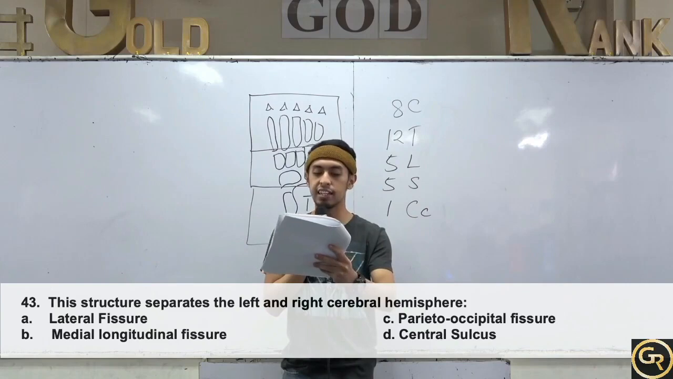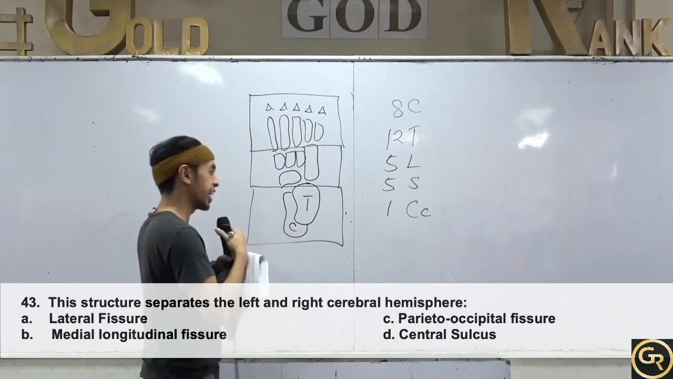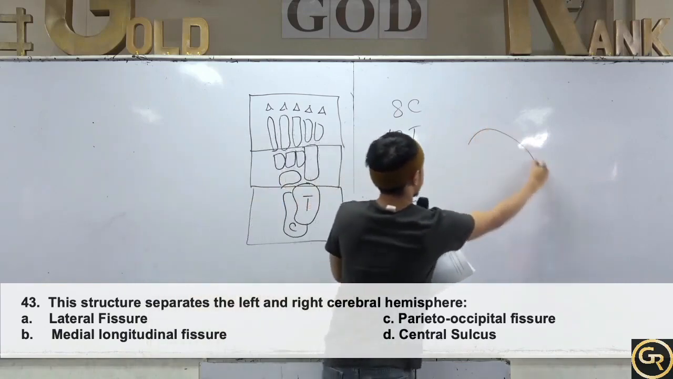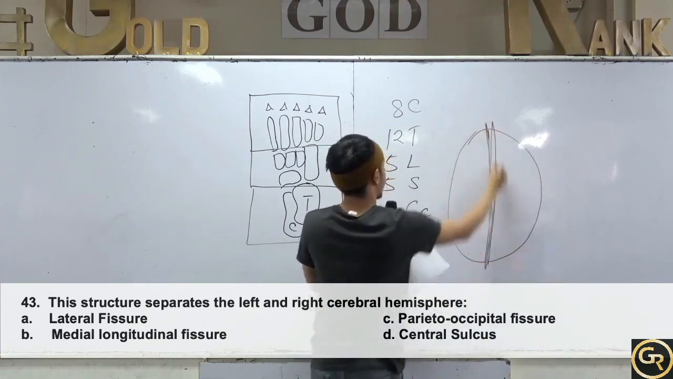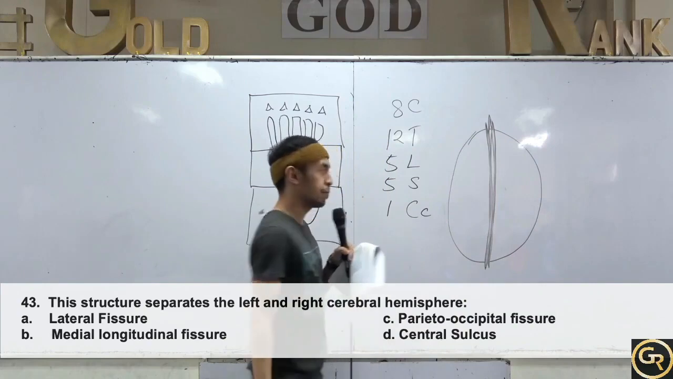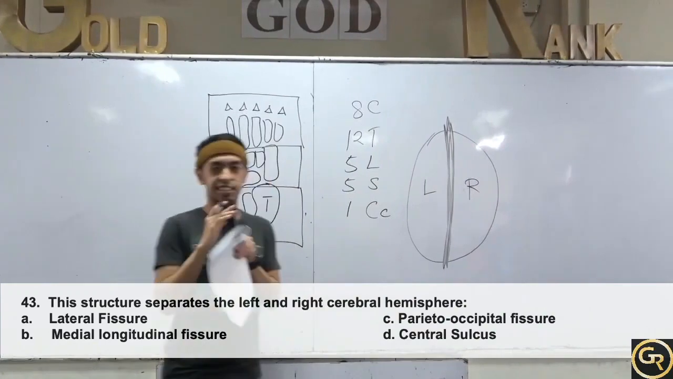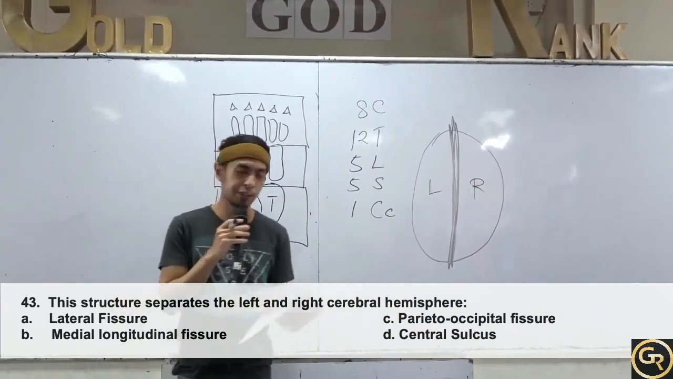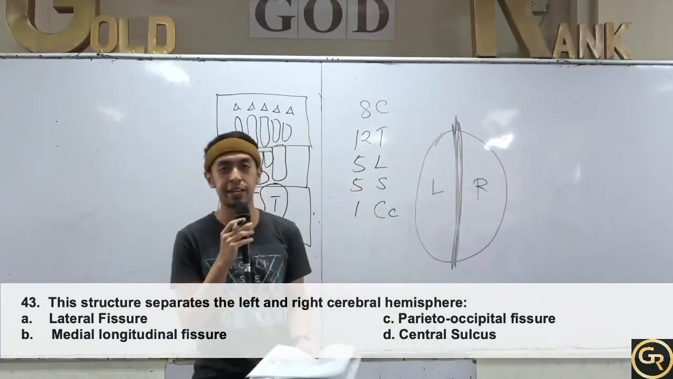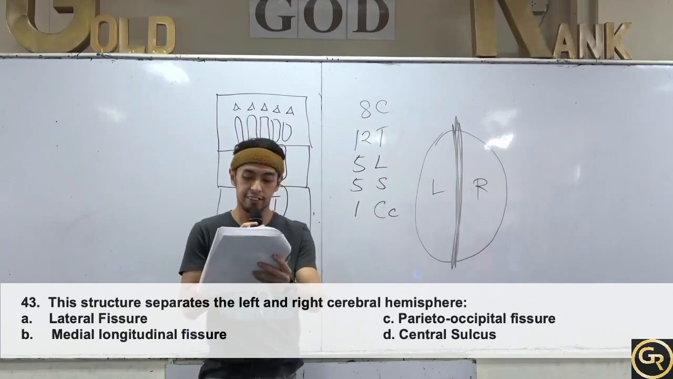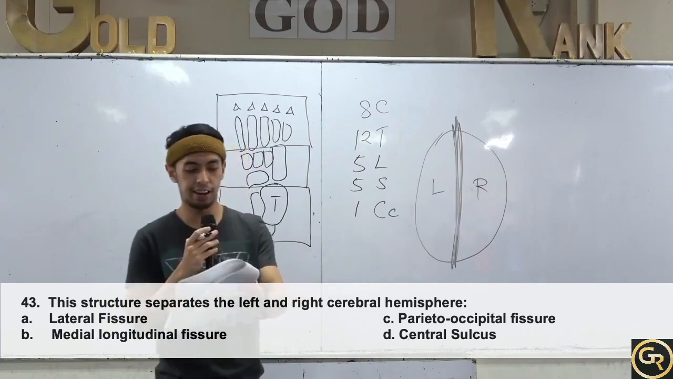43. The structure separates the left and right cerebral hemispheres. Okay guys, when you see your brain again in the top view, you have a long division here in our brain, which divides your cerebrum into left and right hemispheres. Right? Who is that, that divider or the big gap between the two hemispheres? It's your median longitudinal fissure. Okay, your median longitudinal fissure. Letter B.